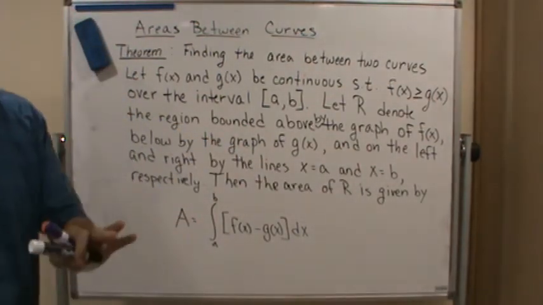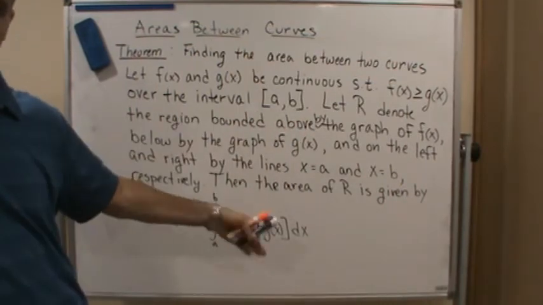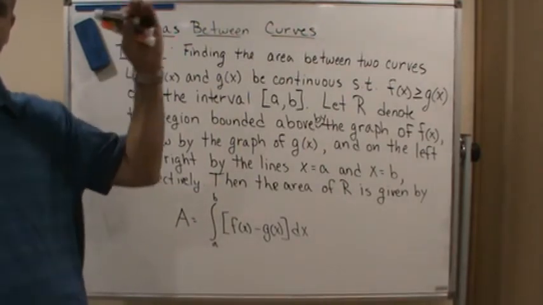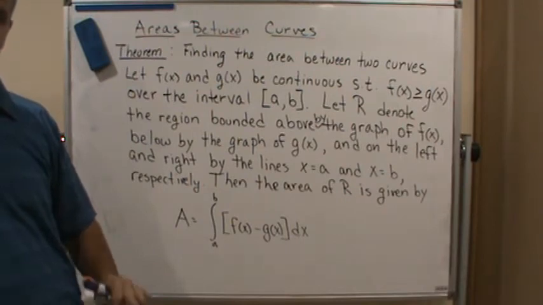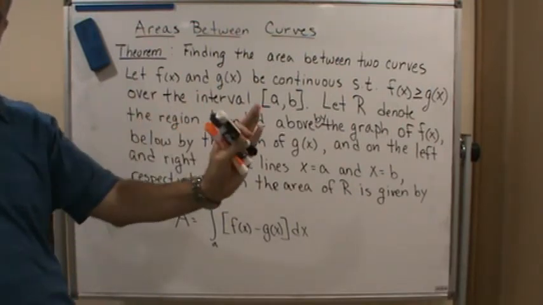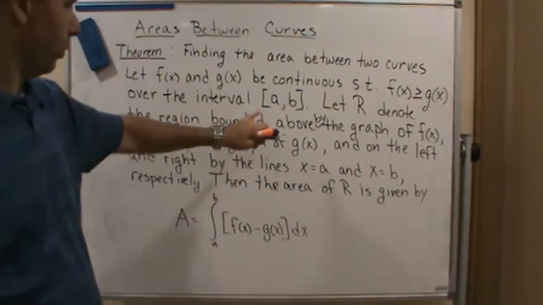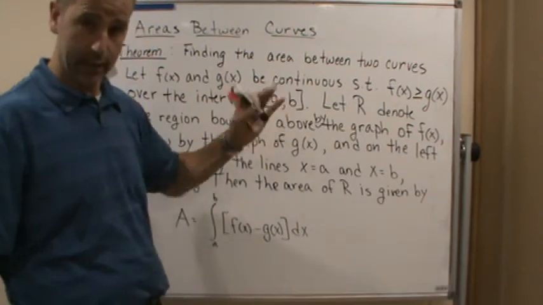So if you look at your notes and you see that picture that I drew before, that's pretty much what they're setting up. That's what they're saying. If you have something like that, where a region is bounded above by one graph and bounded below by another graph, and then on the sides by two vertical lines, x equals a and x equals b, notice the boundaries of the closed interval, that's what they're referring to.